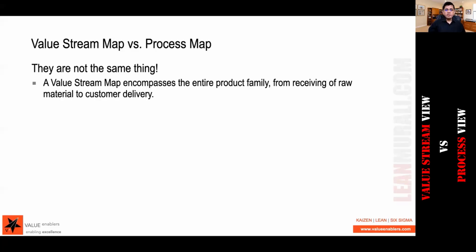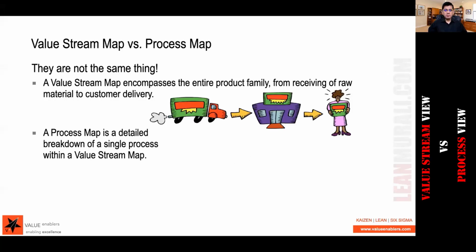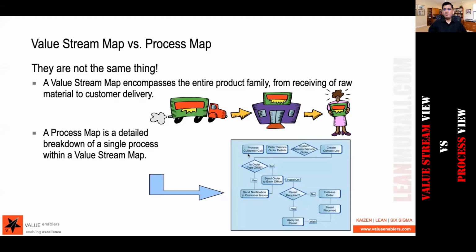So process map and value stream maps are not the same thing. The value stream mapping encompasses the entire product family from raw materials to customer delivery. And the process map is detailed, breaking down into single processes. And all of us know how process flow diagrams and process mappings are done. So please, as leaders, we need to be very clear on what we are trying to infer, and based on that, use the representation that will help us get that information for decision making.